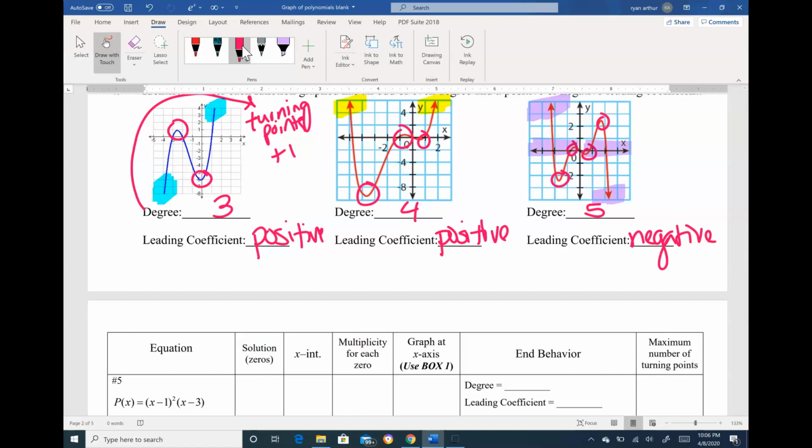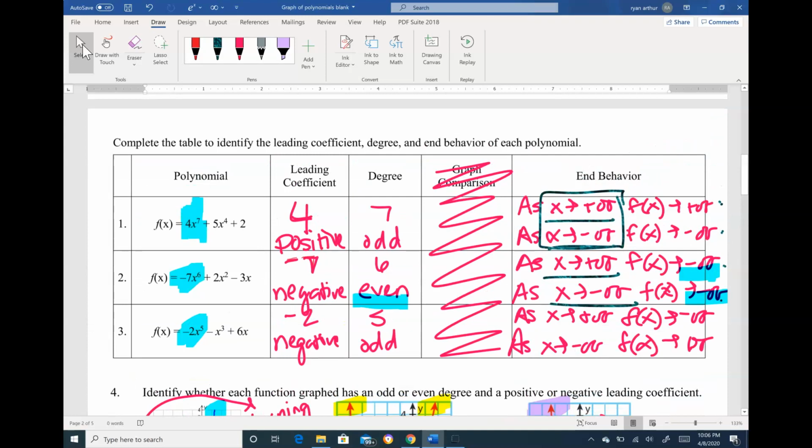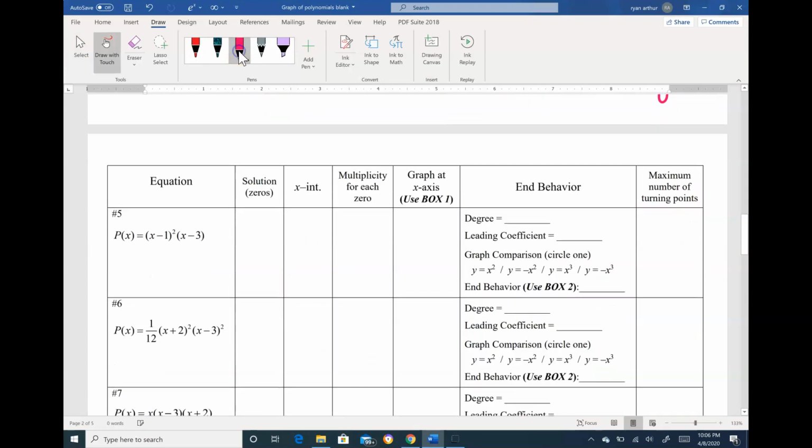So really it's just looking at that chart is what you need to do. Okay? Now, that is all in standard form, what we did up here. Now we're going to do it in factored form. Okay, so this is factored form.